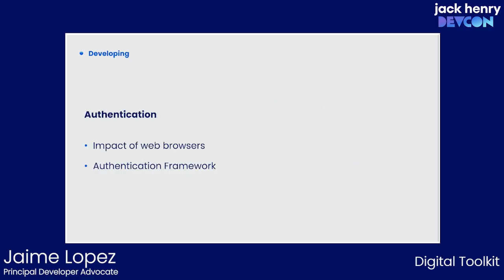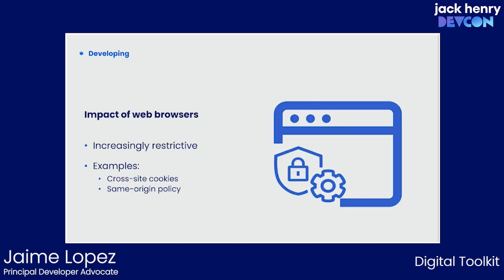And another thing you'll need to think about is authentication. There's two main topics here, the impact of web browsers and our own authentication framework. So if you didn't know, let me get you educated here. Modern web browsers are increasingly restrictive when it comes to protecting the user's security and the user's privacy. The main examples here are cross-site cookies that they keep locking down and locking down, which we have information about on jackhenry.dev, as well as increasing restrictions around same origin policy. So please go read the documentation here, but at least just be aware of that.